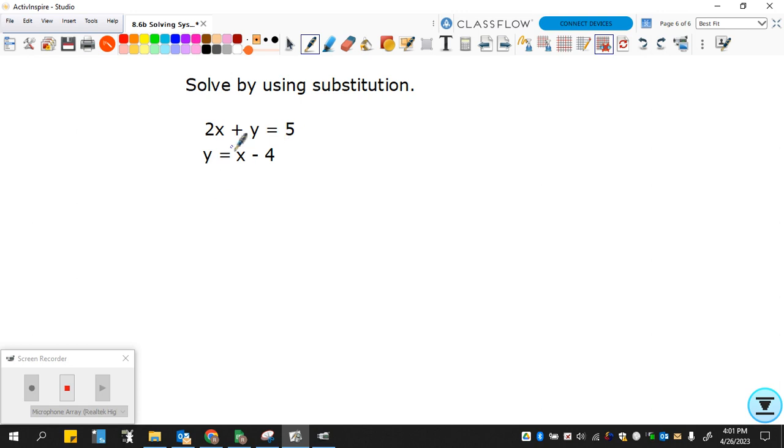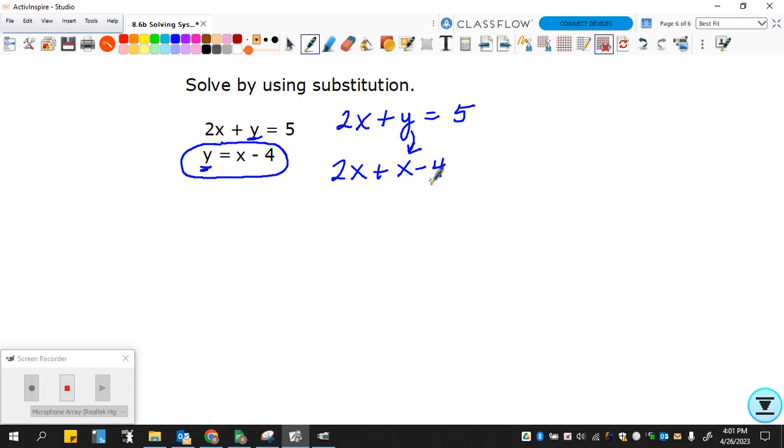Another solving by substitution. You notice here that this second equation is the only one that has the y, or has any variable isolated. All right. So we're going to take this y here, this y is the same as this y. So we're going to say 2x plus y is equal to 5. But instead of the y here, I'm going to plug in the expression from the second equation. So it's 2x plus x minus 4, that's from over here, it gets plugged into over here, is equal to 5.